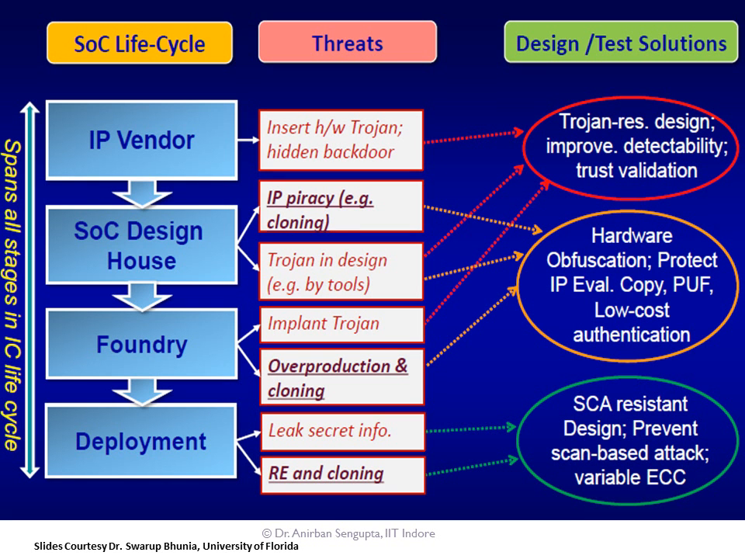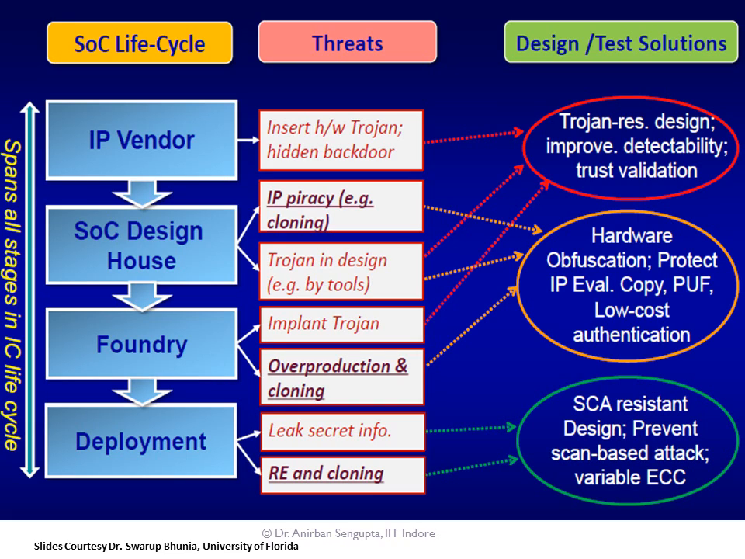Now in a typical SOC lifecycle, we start with an IP vendor, followed by SOC design house, foundry, and deployment. As seen here, every step of an SOC lifecycle could be vulnerable to different types of threat. An IP vendor can have an inserted hardware Trojan or a hidden backdoor. The SOC design house can have problems of IP piracy and cloning. The foundry could have problems of implantation of Trojan, overproduction, and cloning. And at the deployment stage we can have problems of leakage of secret information, reverse engineering, and cloning.